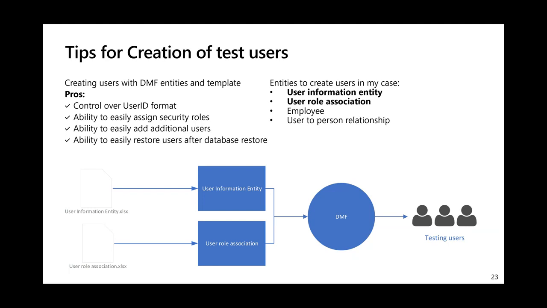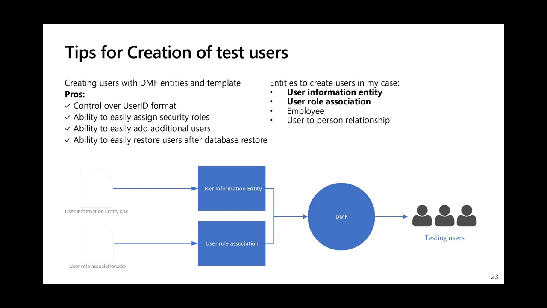Actually, by default the Perf SDK will create a testing user with the administrator role, but that is not good for testing. We should test the scenario with specific roles. So this entity can help to define the security role. You can specify the user role, maybe a different user for each different role. It's easier to control in the spreadsheet rather than the UI. The employee entity and the user to person relationship entity are used for the employee mapping for the testing.